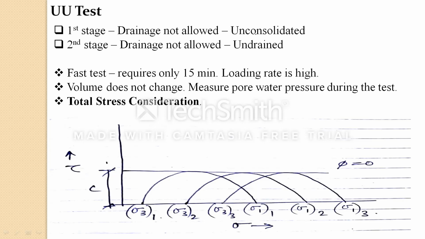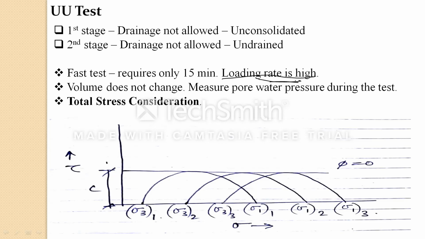So this particular test is quite rapid. It only takes around 15 minutes. Here there is no first stage, only a second stage where again the drainage is not allowed. For the undrained conditions, rapid loading is required. It also depends on the loading conditions, so the loading should be rapid, that is, the loading rate is high. In this UU test, the applicable loading rate is high.